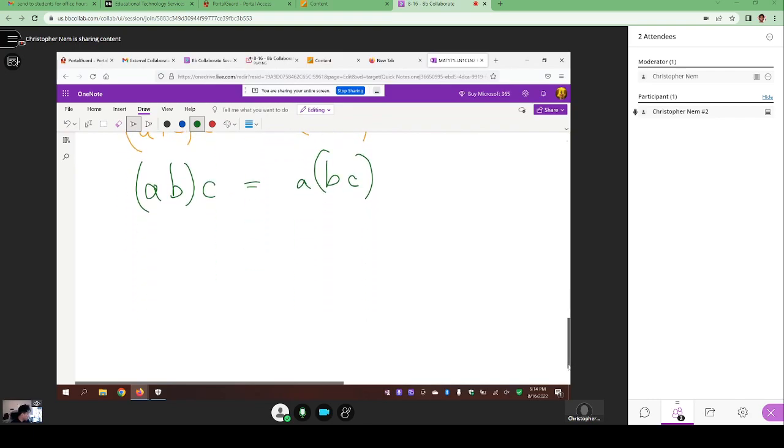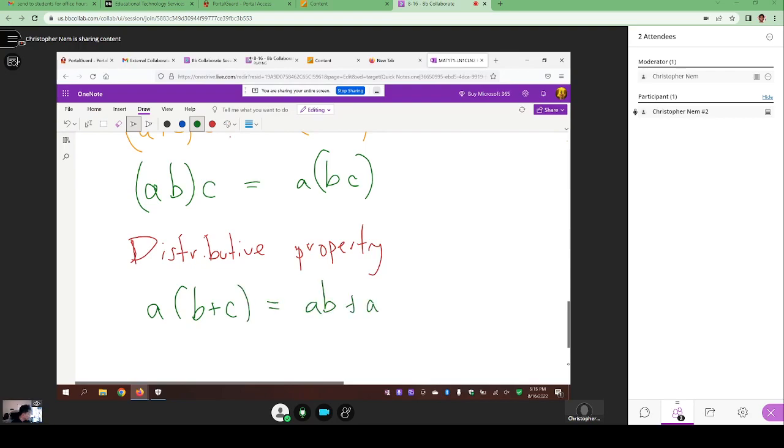And then the last property, the most important one for this class, is, let's do green. Oh, no, I already have green. Let's do red. The distributive property. This is the most important one. What does the distributive property state? Well, it states that I can have A times (B plus C), and that's going to give me AB plus AC. So what is it doing?